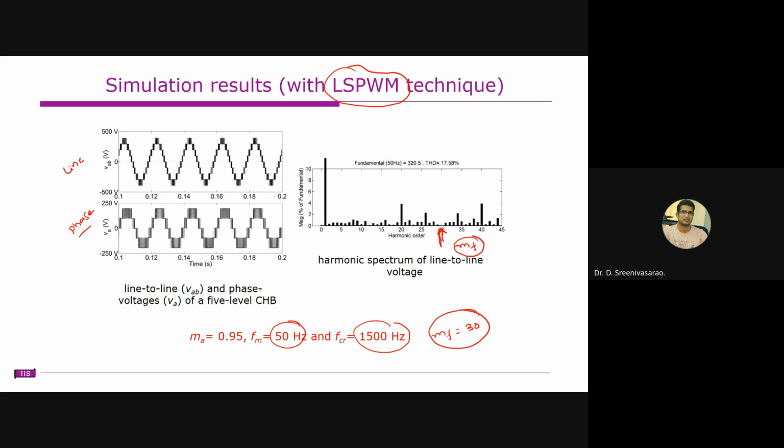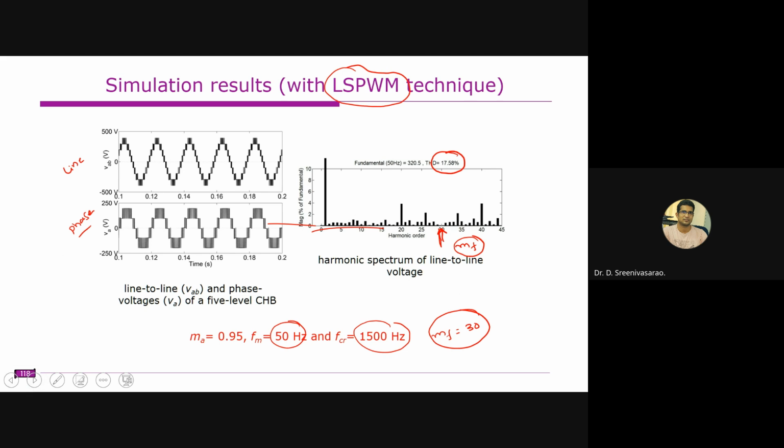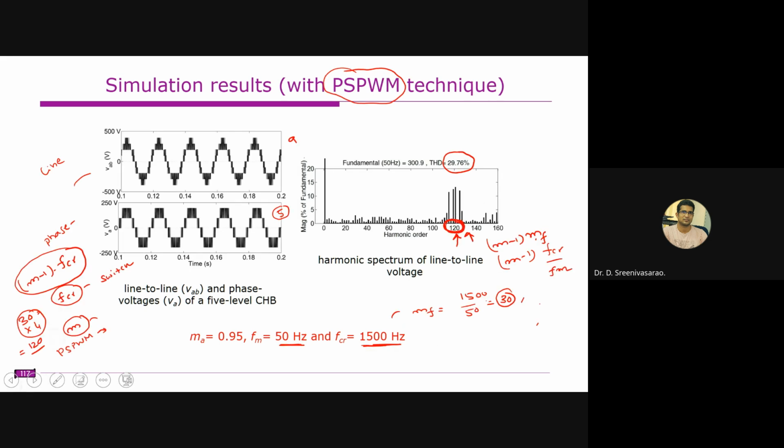And the interesting thing is that the THD is just 17.58. So when compared to here, where THD is 29.76, here it is only 17.58. So the point is, why is it equal to the MF?